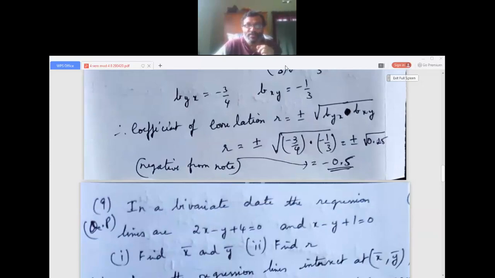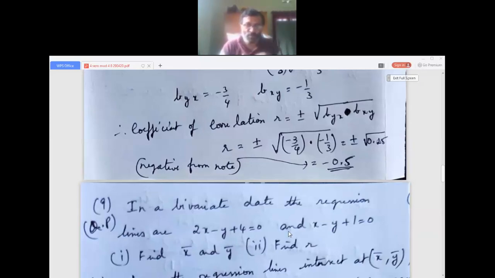Now see the second question. This is also from an old question paper. In a bivariate data, the regression lines are 2x minus y plus 4 equals 0 and x minus y plus 1 equals 0. Find x bar and y bar, and the second sub-question is find r. Again I repeat, in a bivariate data, the regression lines are 2x minus y plus 4 equals 0 and x minus y plus 1 equals 0. Find x bar and y bar and also find r.